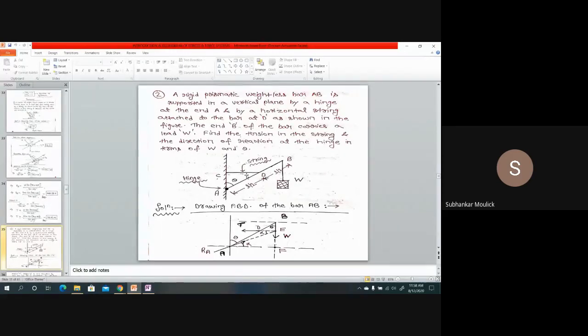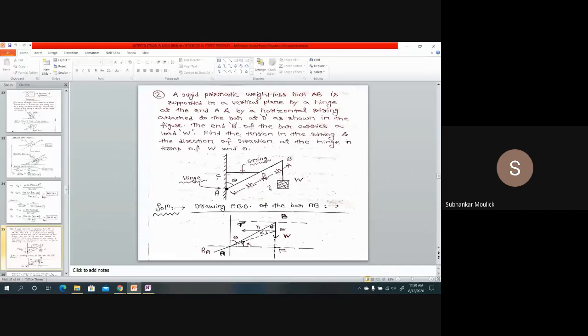And the direction of reaction at the hinge in terms of W and theta. That means this hinge will exert, see, wall is exerting a force on the hinge, and that same force the hinge will exert on this bar AB. You need to find out the direction of that reaction. That means this reaction RA, which the hinge will provide to this bar, at some angle.